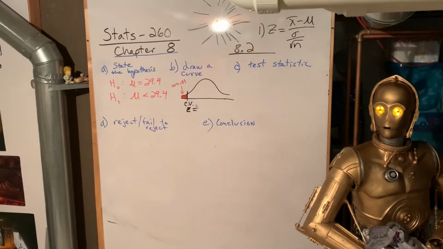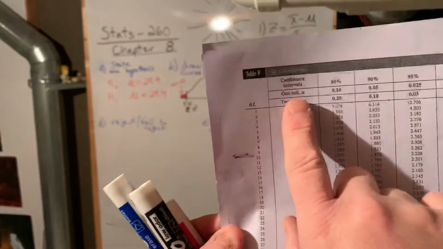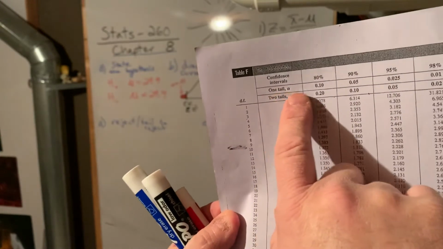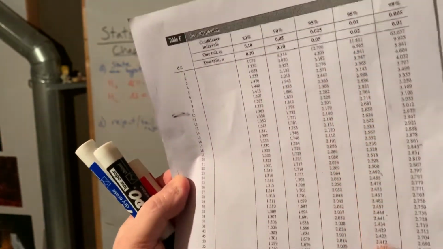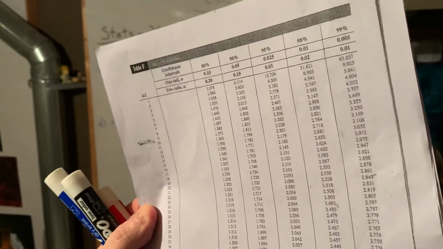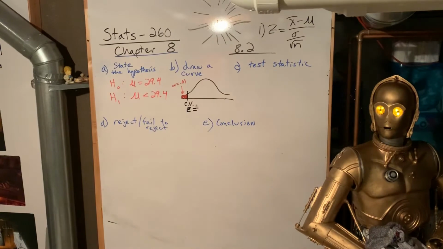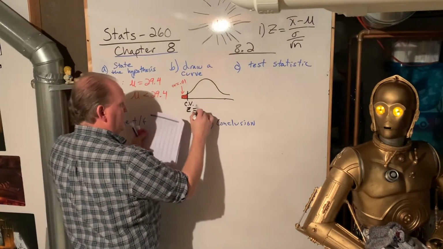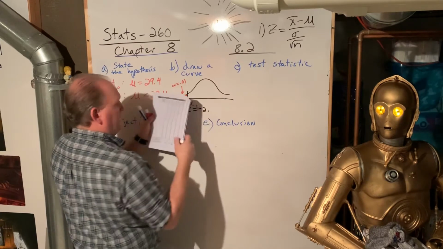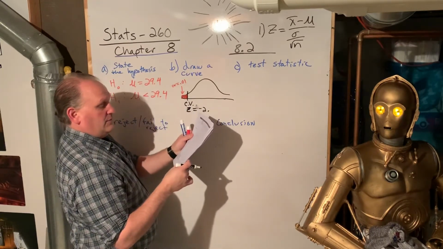It's below the mean, so we're going to have to make it negative. So if we have one tail, take a look, one tail, and then we go to 1%, all the way to there, and then down to the bottom. It is 2.326. So we're going to call our critical value, the z-score for the critical value, negative 2.326.